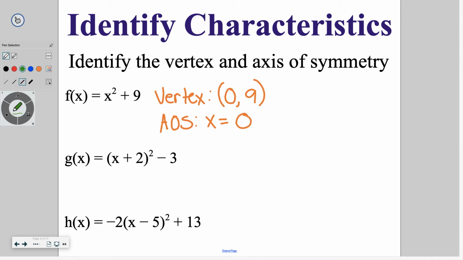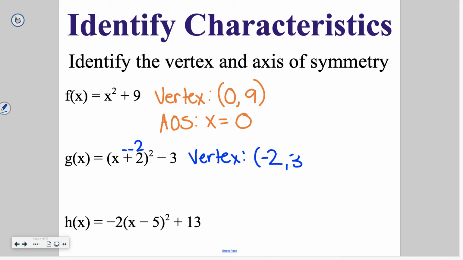If I jump down to the next one, I've got g of x is equal to (x + 2)^2 - 3. Notice there's a plus sign here. Remember, the original equation had a negative in the parentheses. So in order to turn it plus, that means we're subtracting a negative 2. So for my vertex, my x coordinate here is going to be negative 2, and then my y coordinate is going to be at negative 3. When I look at the axis of symmetry, that's simply pulling out my x coordinate. So I've got my axis of symmetry at x is equal to negative 2.